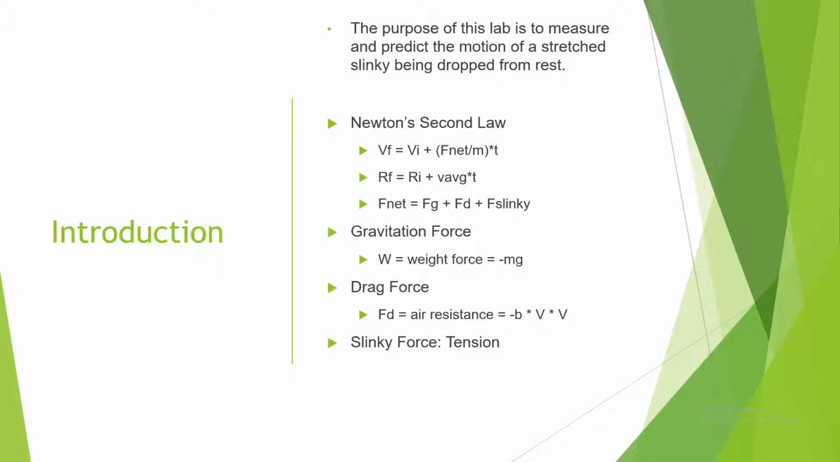And so the gravitational force is just comprised of the mass times gravity, in the negative direction, the drag force is just air resistance, which is negative b times the magnitude of the velocity squared, and then the slinky force is just tension.